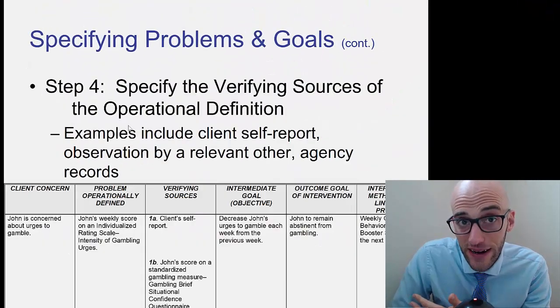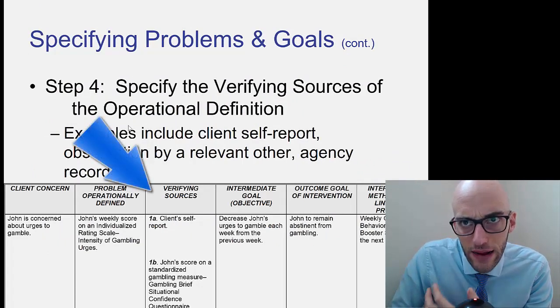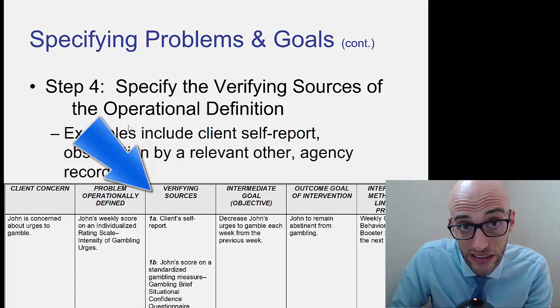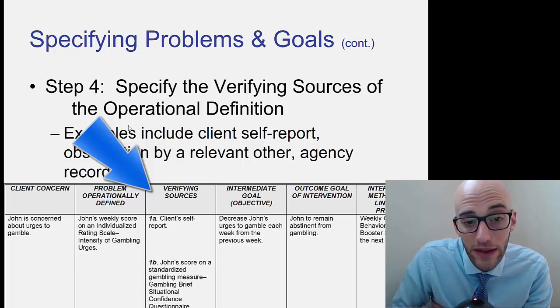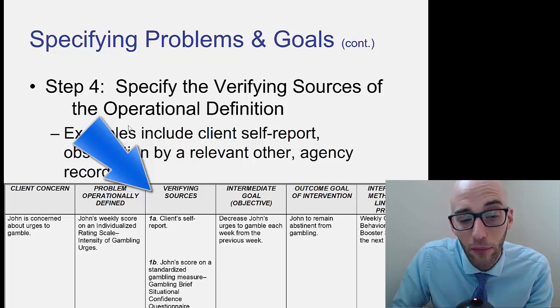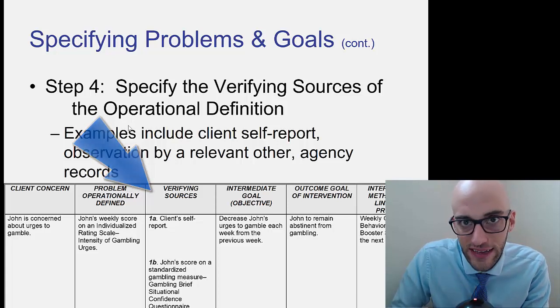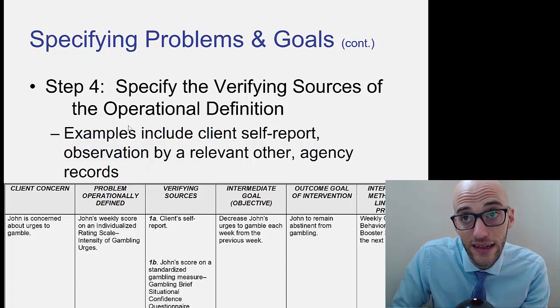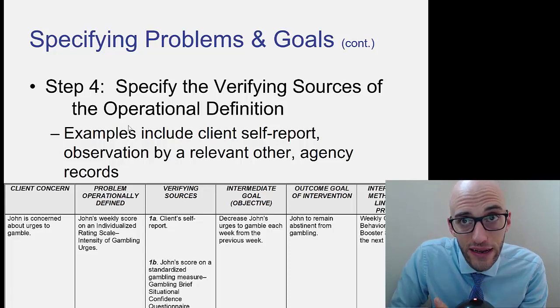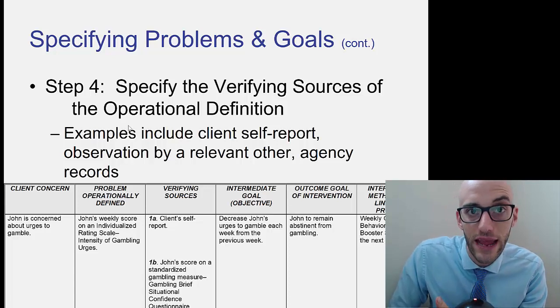With single system design, it's better to have an idea of some types of verifying sources. We rely a lot on people's self-report, but a verifying source gives us a way to triangulate that information, to see whether it's actually true and accurate. An example might be, in addition to the client report, his score on a standardized measure of gambling, such as the Gambling Brief Situational Confidence Questionnaire. If you're so lucky, you could also try to get further information from a spouse, a coworker, a friend, or a roommate, who could give you an idea of another person's objective or subjective reports of the gambling issue.